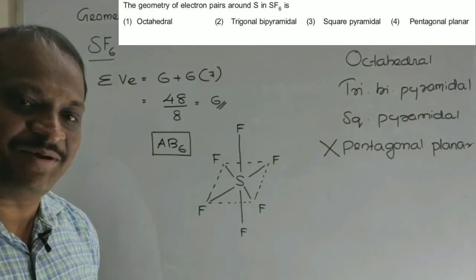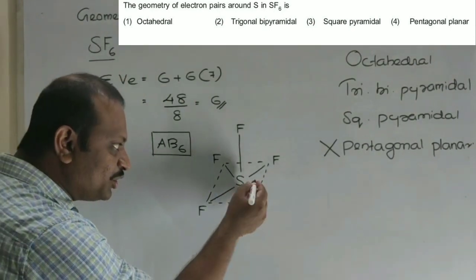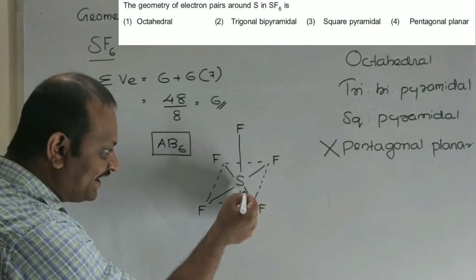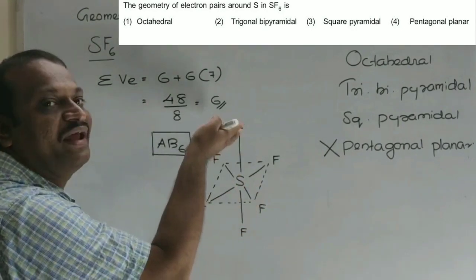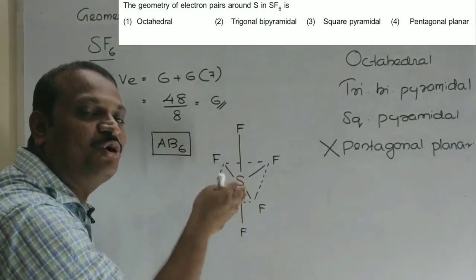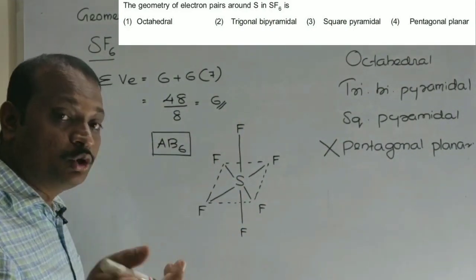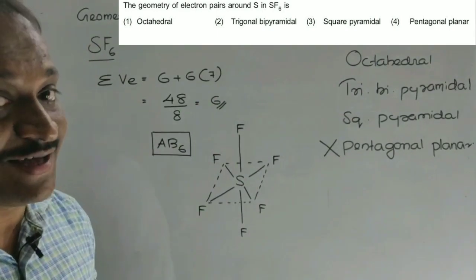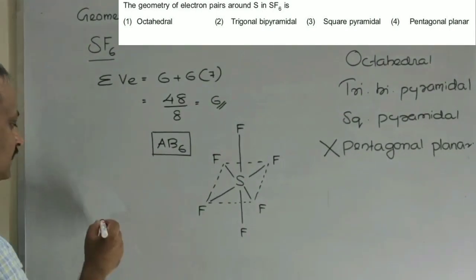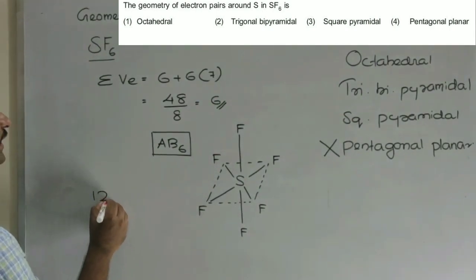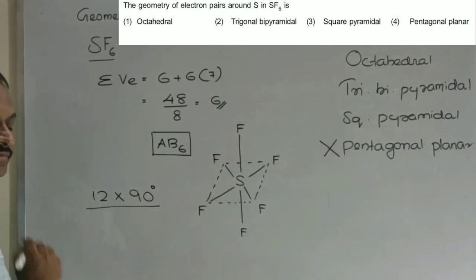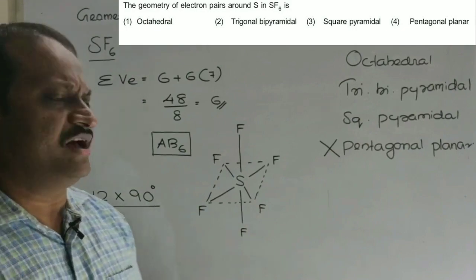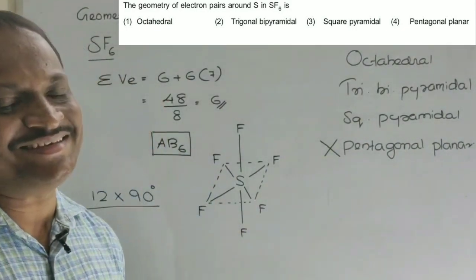Why does 12 come? See, in this plane, you have 4 90-degree angles here itself. Then the upper plane and the bottom also, you have 4 plus 4. So how many total 90-degree angles are there? Suppose such a question comes, your answer is 12 into 90-degree angles are there in this case. And suppose they ask, how many 180 are there?